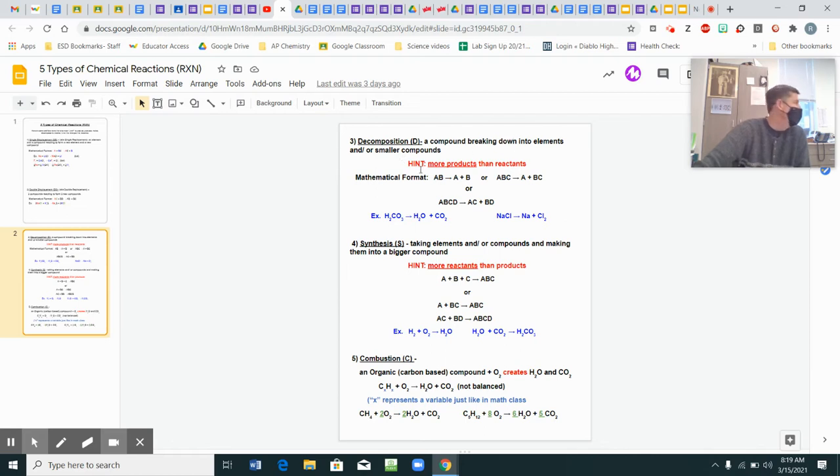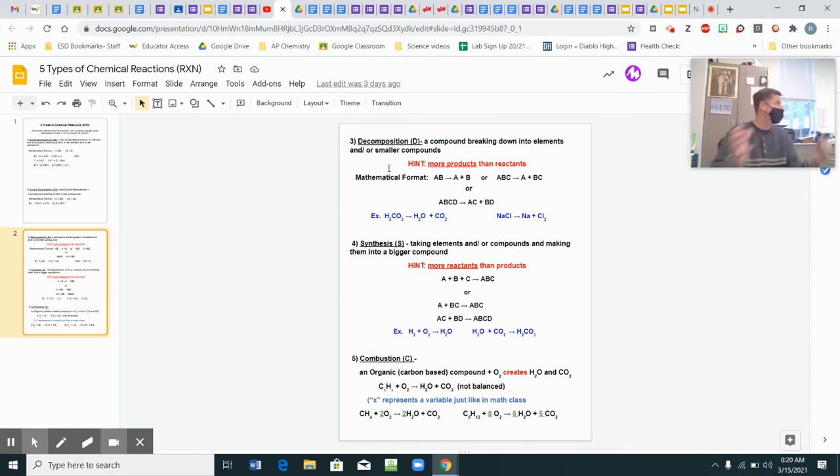There is a dead giveaway for a decomposition reaction. You will always have more products than reactants. Dead giveaway. There will always be more products than reactants. So for those people who like mathematical formats, I've got a compound AB, and it's going to give me A plus B. So AB yields A plus B. Or I can have ABC. I can get A plus BC. ABCD yields AC plus BD. You kind of get the idea? Seems pretty straightforward.